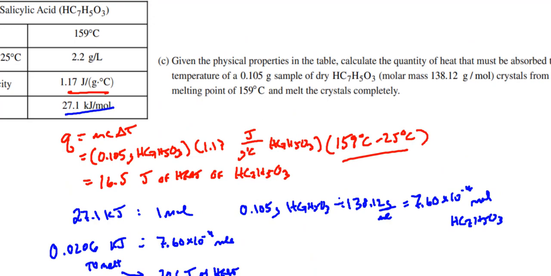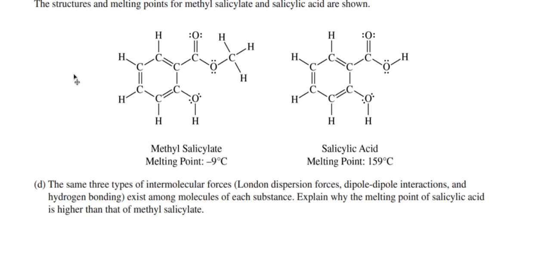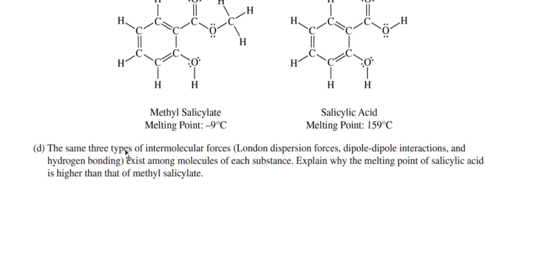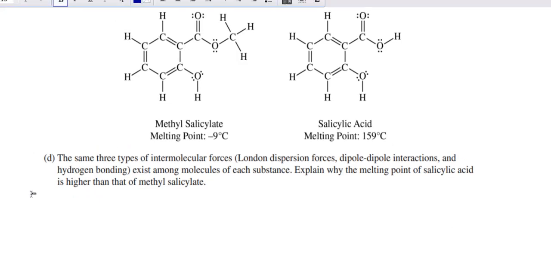Okay, you can see on to question D, they give us the structures of salicylic acid and methyl salicylate. And you can see they said the same three types of intermolecular forces. They all have London dispersion forces, dipole-dipole attractions, and hydrogen bonding. All three exist. Why is the melting point of salicylic acid so much greater than the other one? Okay, and so again, what do I always do? I am always going to do my claim, my evidence, and my reason.